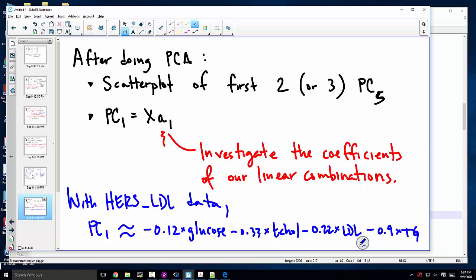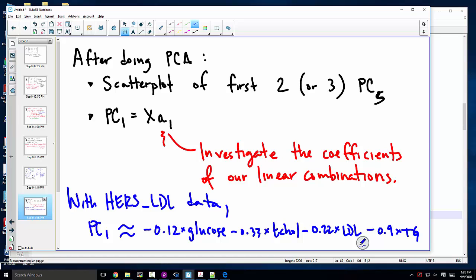We're giving 0.12 weight to glucose, 0.33 to total cholesterol, 0.22 LDL, and a whopping 0.9 to Tg. So you might say this is largely the Tg variable, combined with, in a lower significance, these other three. Sometimes when you write this down, there's a pretty nice interpretation that falls out. Oh yeah, it makes sense. You would be able to see differences in these people based on the difference between BMI and total cholesterol or something.